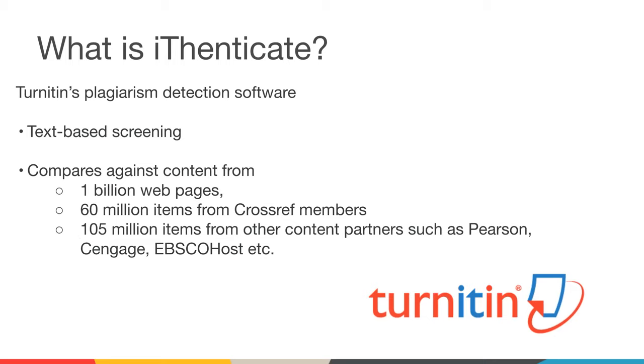It basically compares text against text, and it's looking for matches in those texts. So if you upload a manuscript to Authenticate, it compares it against the Turnitin database, which contains huge amounts of content. So it's a billion web pages that they crawl daily and refresh. 60 or so million content items in the Crossref system that have been contributed by Similarity Check participants, and 100 million items from other content providers, such as those listed here on the screen.